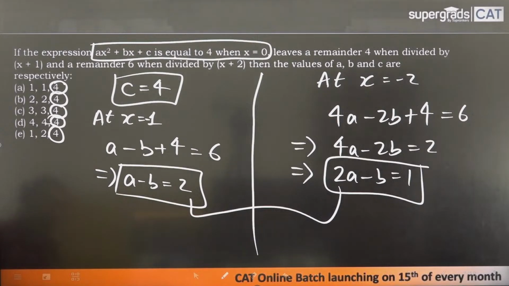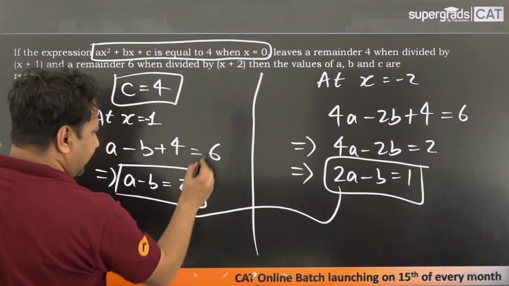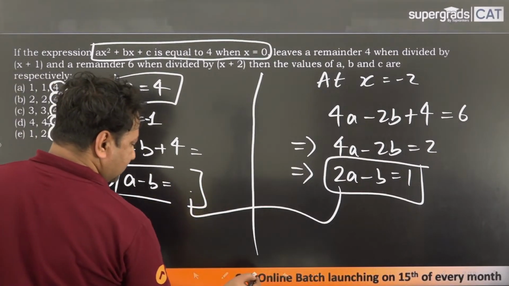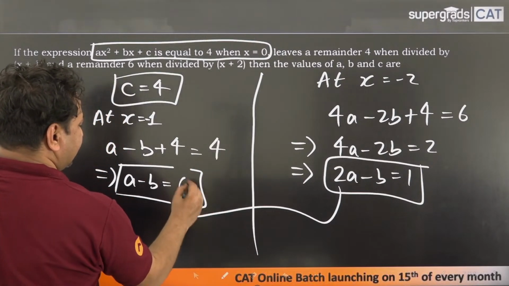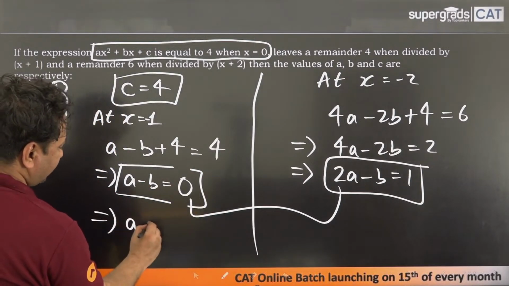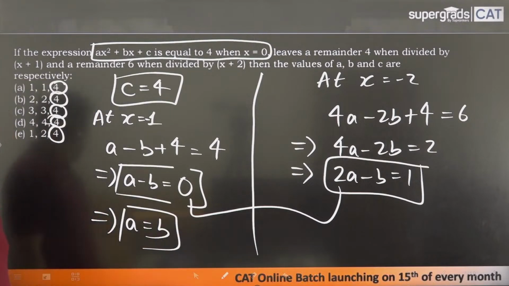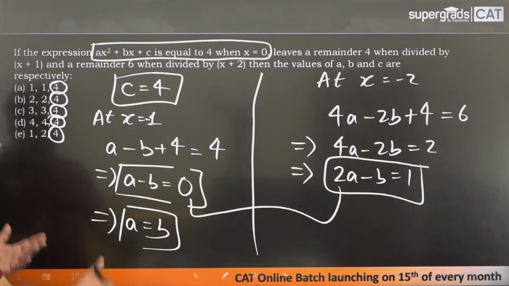मैंने यहाँ पे कुछ गड़बड़ किया है छोटा सा. क्या गड़बड़ किया है कि this is 4 not 6. है ना? कोई बोल भी नहीं रहा. A minus B equal to 0, which means A is equal to B. Exactly, Vishal. A is equal to B. So A and B are equal.